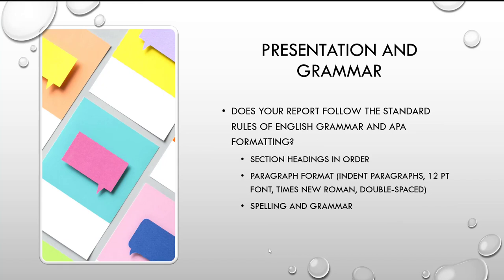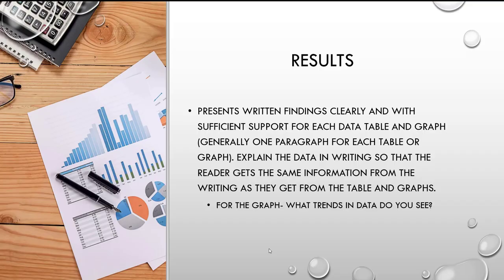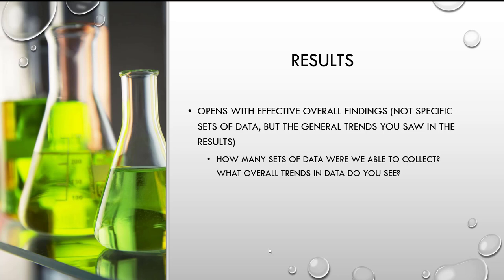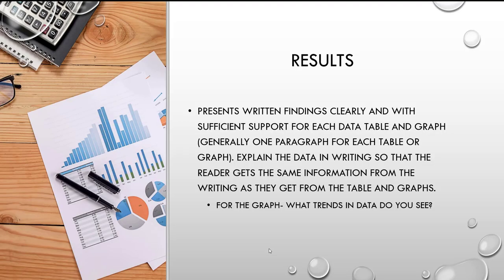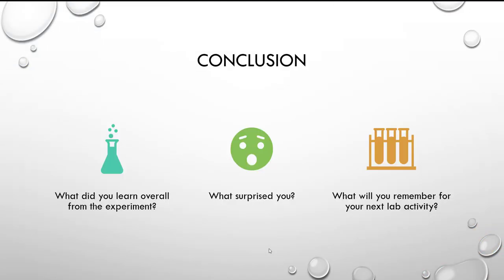Basically what I look for is, is it easy to follow? You should have section headings in order. Like I put in this PowerPoint, each of these section headings should be included in your report. You should have a methods section heading, and then your methods section. You should have a results section heading and your results section under it with the paragraphs and the figure. Discussion should be a section heading. Conclusion should be a section heading. Everything should be easy to find.